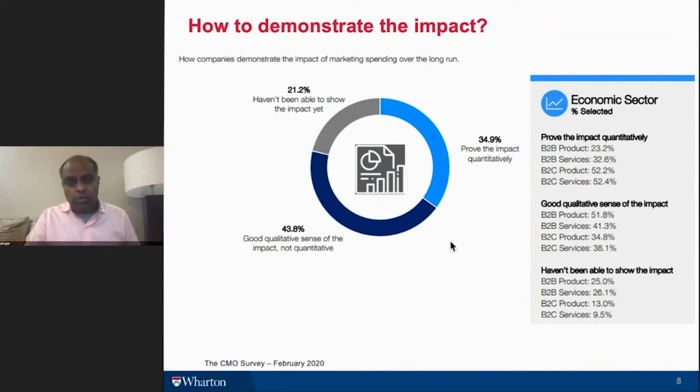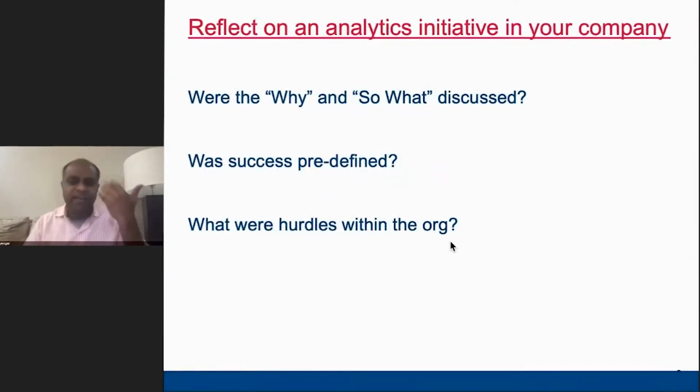So what I want you to do, as I give you more examples, is reflect in the back of your mind, and I would love it if you want to share some information towards the end when we have the Q&A. If you reflect on some analytics initiatives within your company, could be recent, could be in the past, or perhaps in other companies that you were at, were the why and the so what discussed? Was success predefined? Exactly how you're going to measure success? And what were the hurdles in the organization as you went through that transformation? I think keeping that in mind is very helpful as you start thinking about whether investments in machine learning and AI are worthwhile for your company.